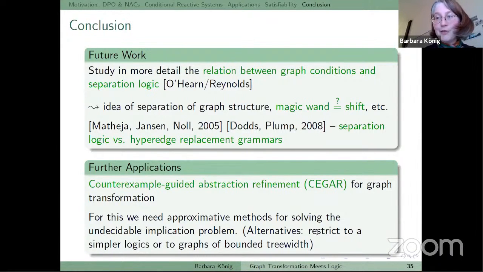I mean, you certainly have to, there are some hurdles to this. Because it requires deciding the implication problem from time to time, and this is undecidable. So you need approximative methods, or you restrict to a simpler logic. Or maybe do graphs of bounded tree width only, because then the problem becomes decidable. So you have to do some workarounds. But okay, in general, first order logic is also undecidable, and people have worked with this in the CEGAR approach. So maybe this is feasible.